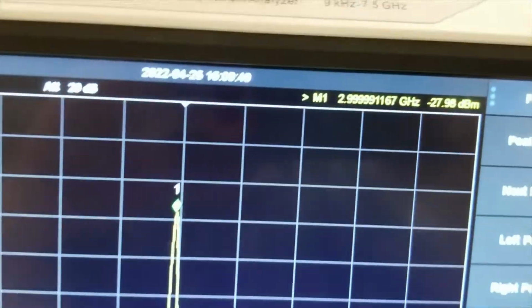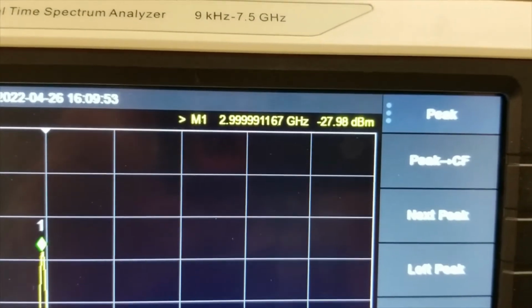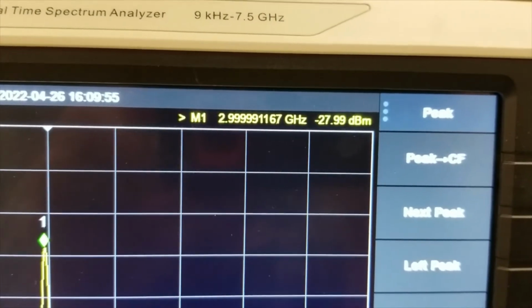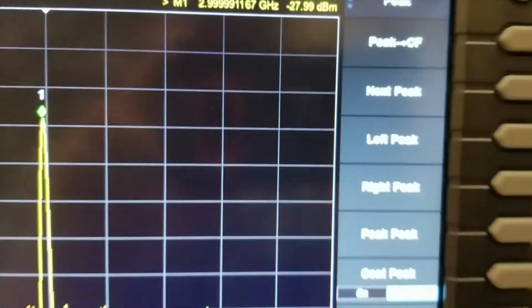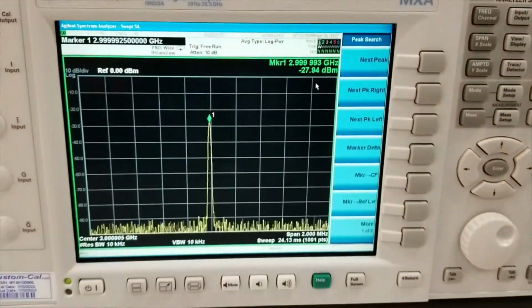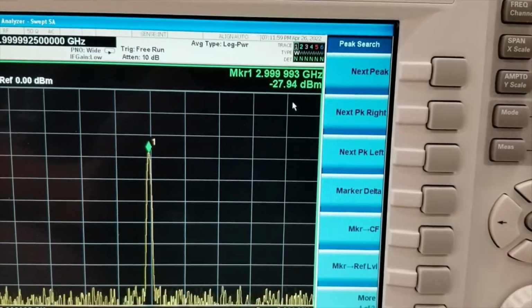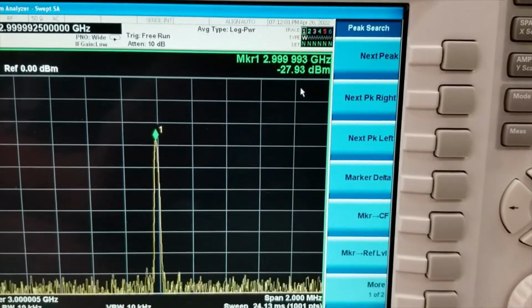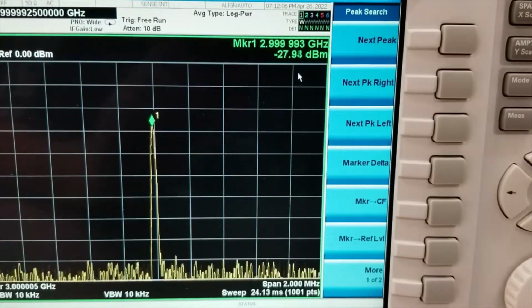Now looking at the frequency that it locked on, the RESA 7G is showing 2.9999911167 gigahertz. And going down to the N9020A, we are showing that it is also showing 2.999993 gigahertz. And the levels are nearly identical.